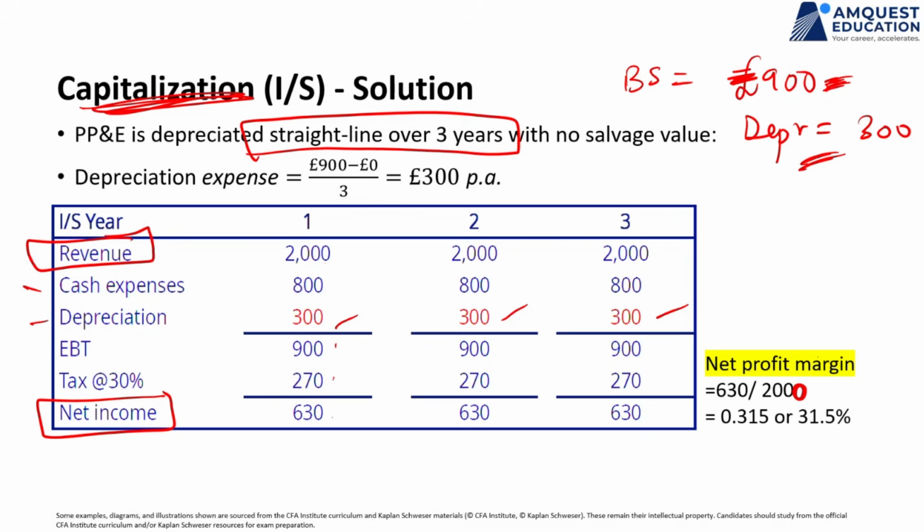So this is the same example. You take a 900 and you distribute it evenly every year. In this case, they have 900 distributed over 3 years: 300, 300, 300. They are capitalized.